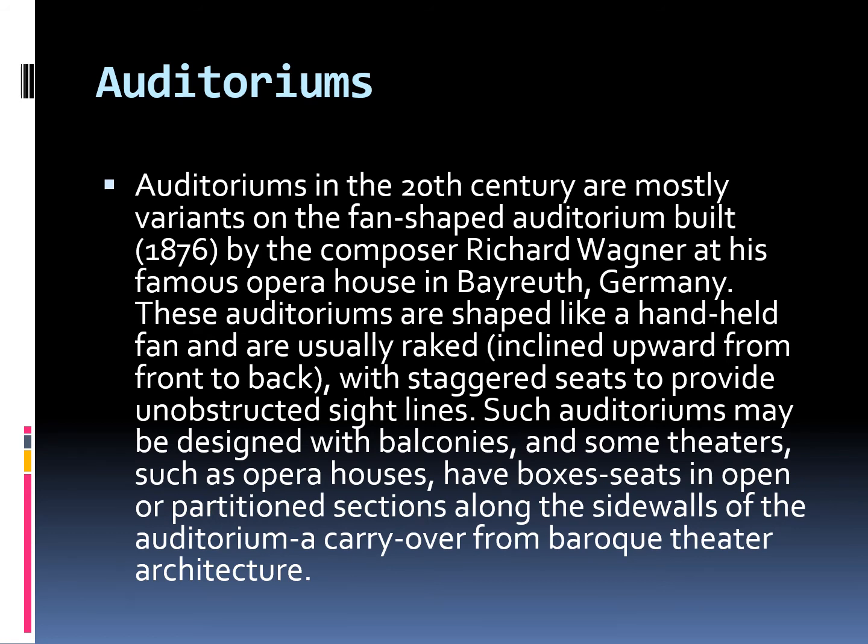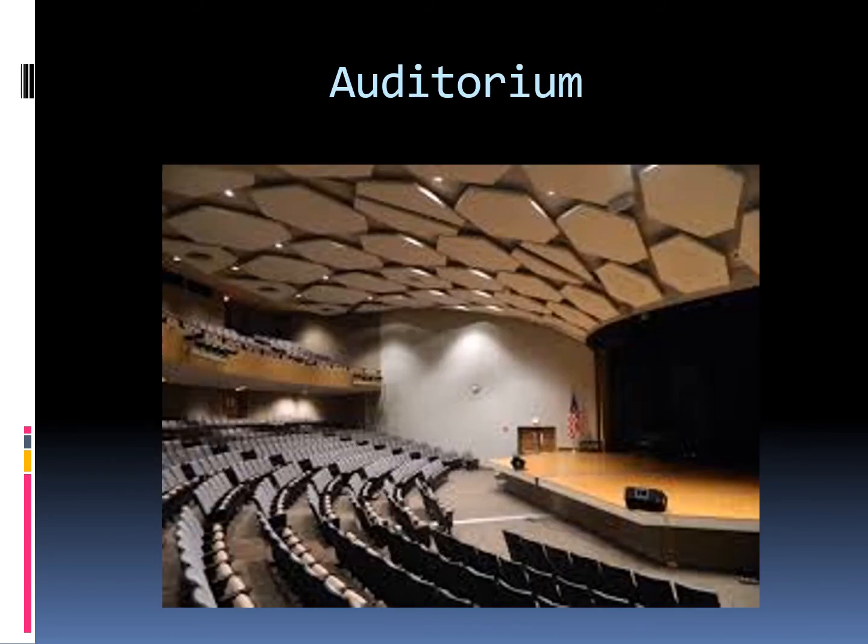Auditoriums. Auditoriums in the 20th century are mostly variants of the fan-shaped auditorium built by composer Richard Wagner at his opera house in Bayreuth. These are shaped like handheld fans and are usually raised upwards from the back, with staggered seating for unobstructed sightlines. Such auditoriums are designed beneath others such as houses, seats, and partitions along the side of the auditorium carry a Baroque theater. This is an example of an auditorium.